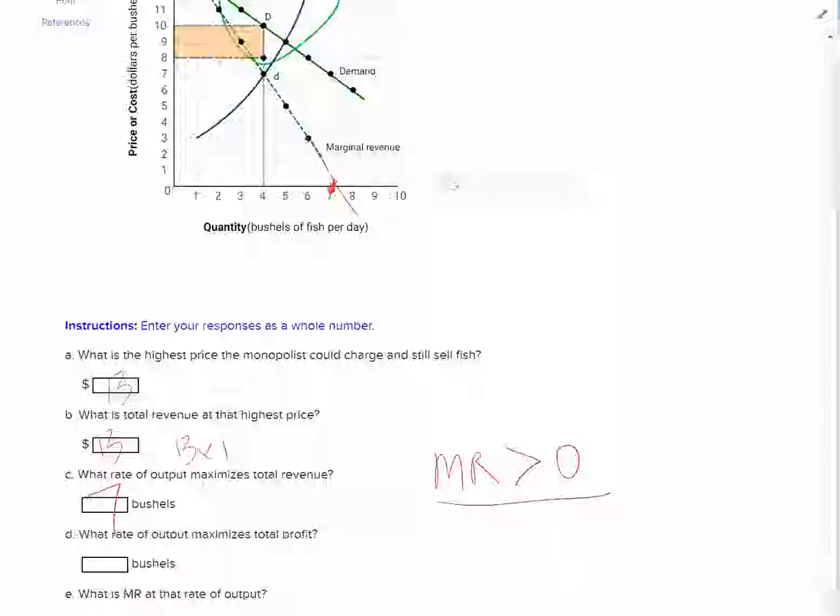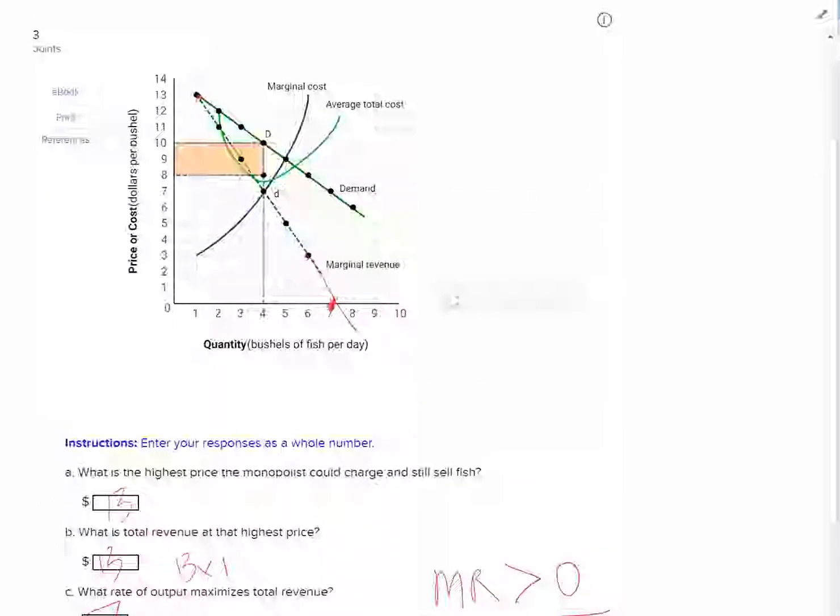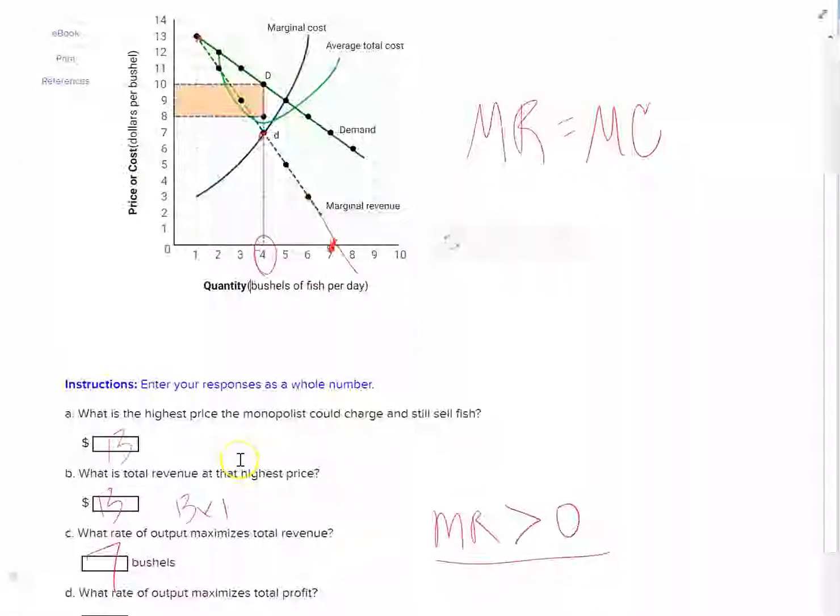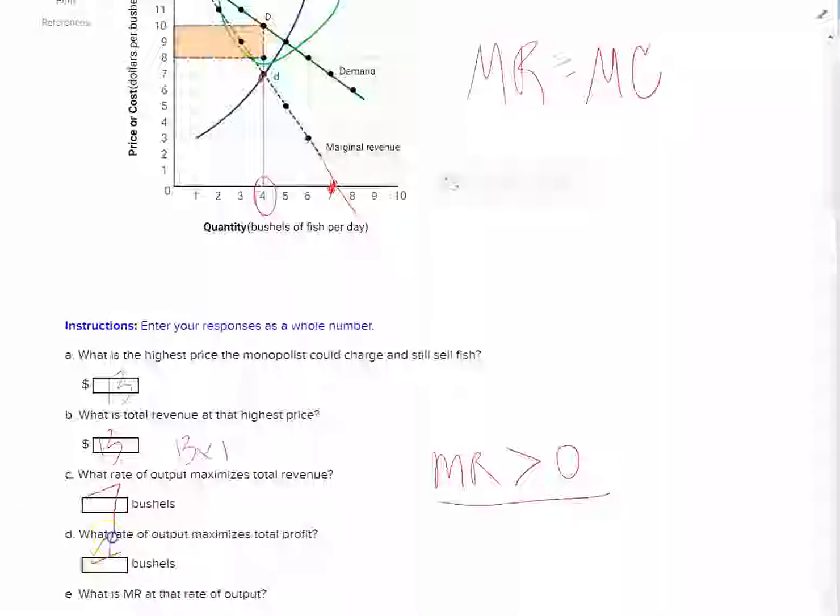At what rate of output are we maximizing total profit? Now, this is going to be familiar because in previous chapters, we talked about that profit maximizing output rule being MR equal to MC. And that same rule still applies with the monopolist. So we can find MR equals MC is our profit maximizing output. Here's our marginal revenue curve. Here's our marginal cost curve. So profit maximizing output level is 4 units, or 4 bushels in this case.